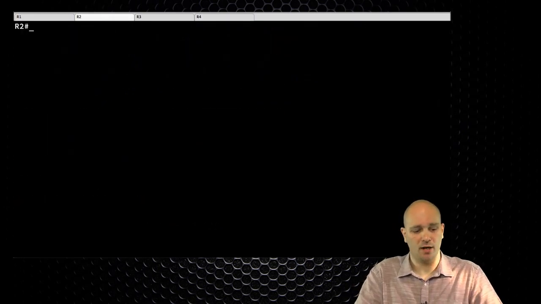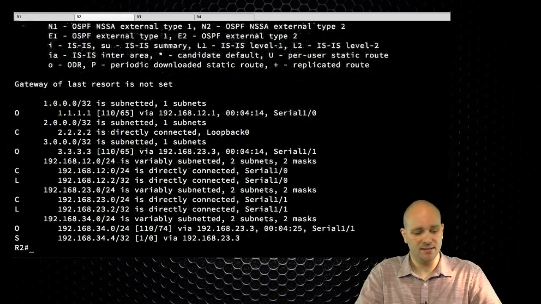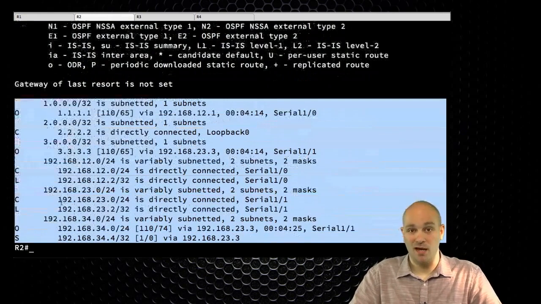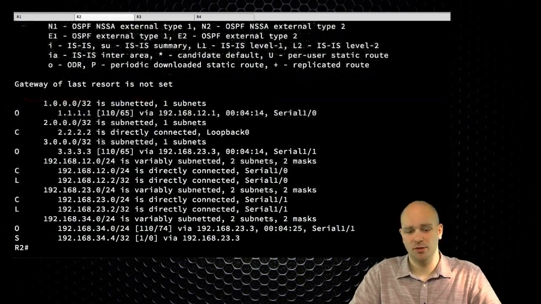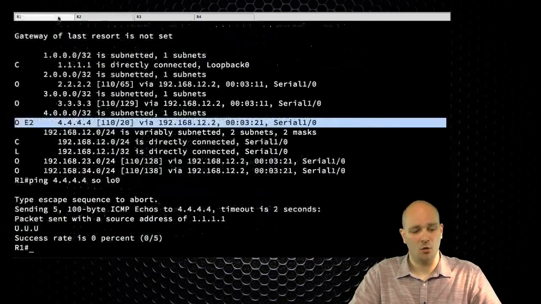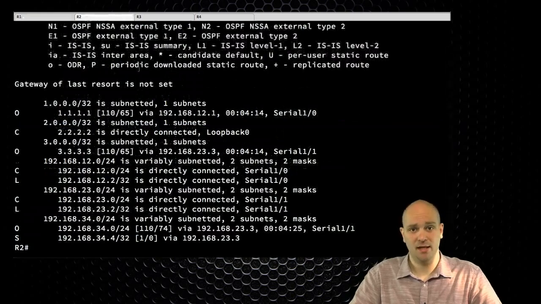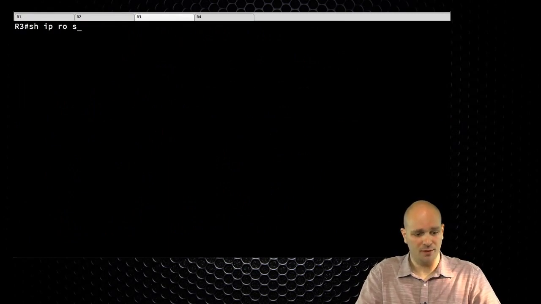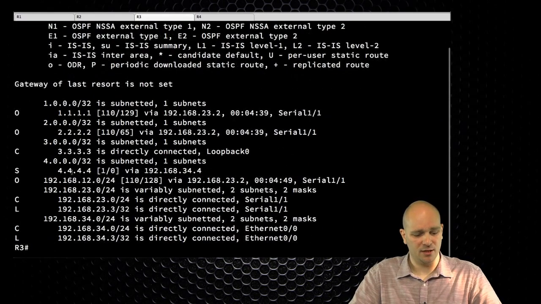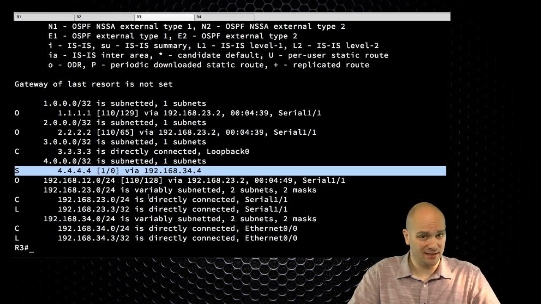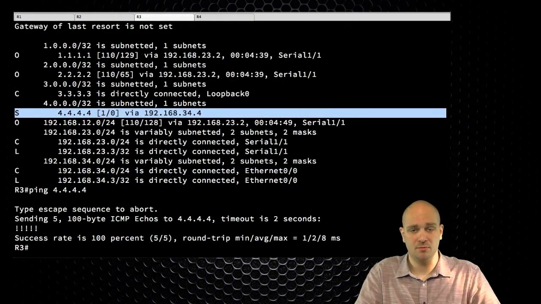Moving onwards with looking at what the problem could be, if I go to R2 and do show ip route, I can see in R2's routing table, well, actually, I don't see it, but there is no route for R4's loopback. On R1, I have it in the routing table. On R2, I don't have it in the routing table. If I go to R3 and do show ip route, I can see that I do have the route in the routing table. It's a static route. And from R3, if I try to ping R4, it seems to be working.